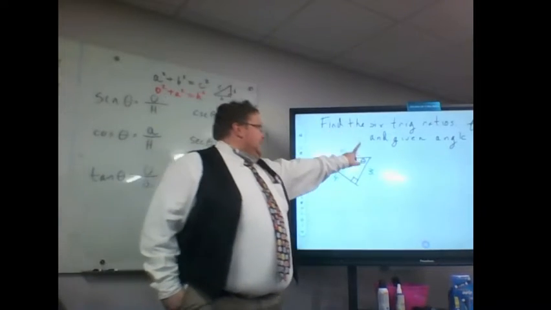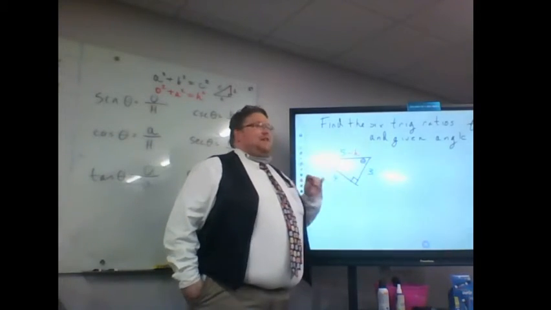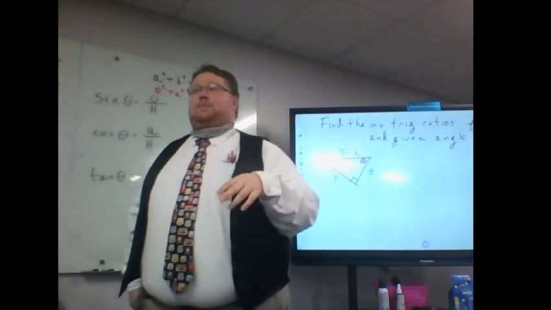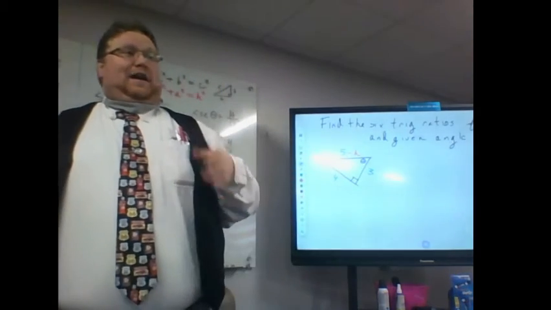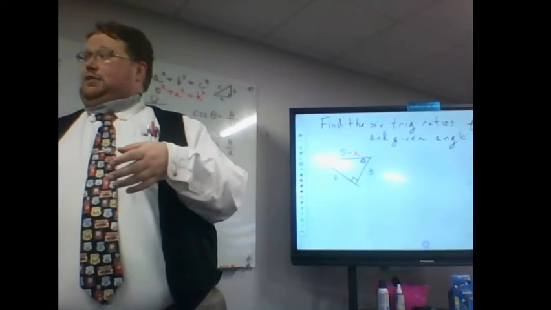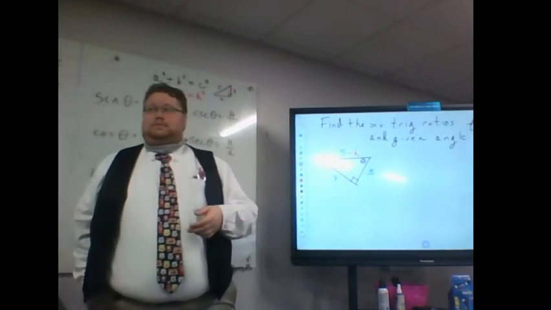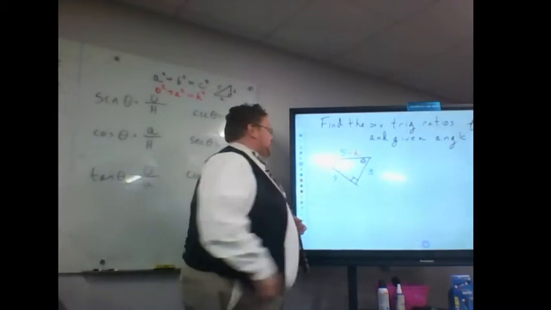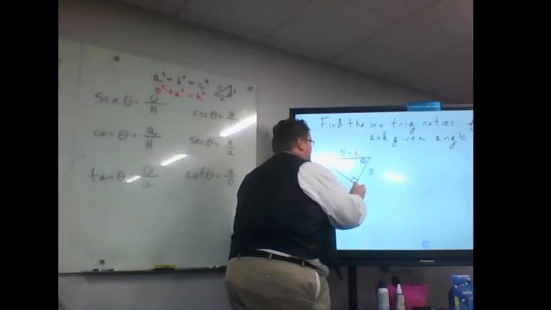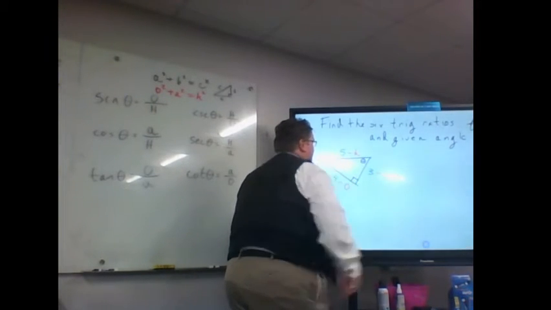Now keep in mind, here is where theta is. So we now need to dictate the other 2 components, opposite and adjacent, by the location of theta. If theta is in the upper right-hand corner, as it is here, which side is going to be my opposite side? The 4. Which would make the 3 the adjacent side.